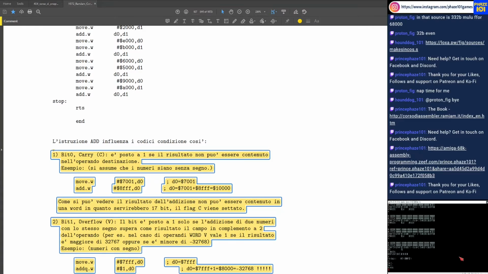So we executed the move.word into D0, and we have the 4000. Now we're going to move 2000 into D1, and we're going to add them together. Now we're going to add D0 and D1, so we should see the result in D1, which is, of course, 2000 plus 4000 is 6000. Hence, we have the correct result.